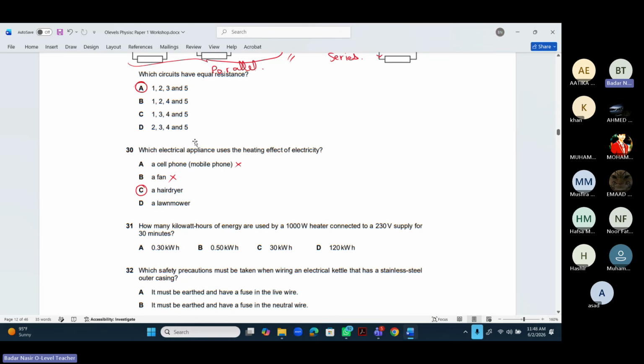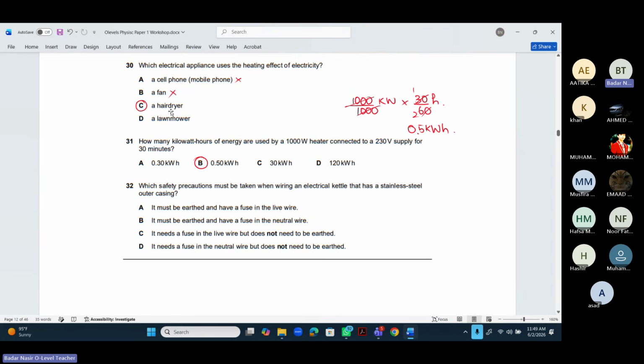How many kilowatt hours of energy are used by a 1000-watt heater connected to a 230 volt supply for 30 minutes? So it asked you for kilowatt hours. We have power given in watts, divide by 1000 and it comes in kilowatts. Time is given in minutes, divide by 60 and it comes in hours, which is 1/2. So you get a value of 0.5 kilowatt hours. So the correct answer is B.